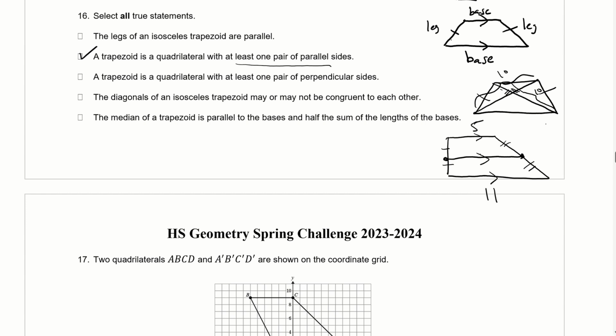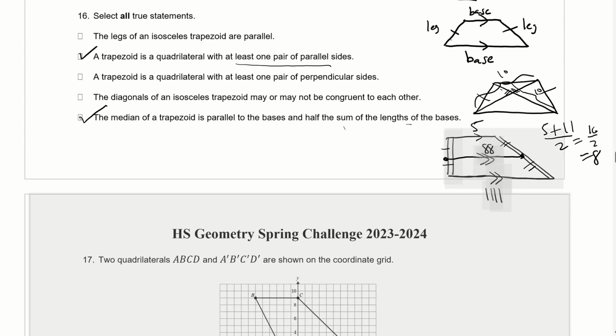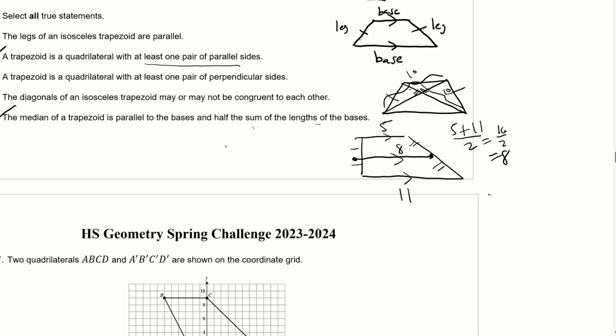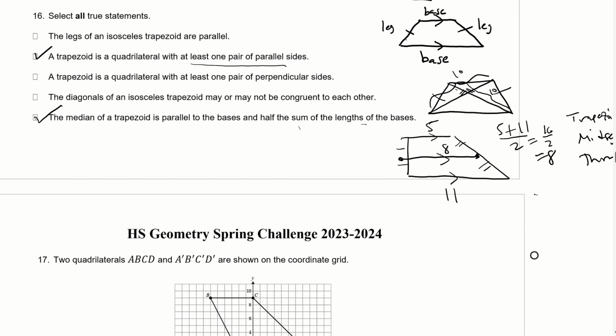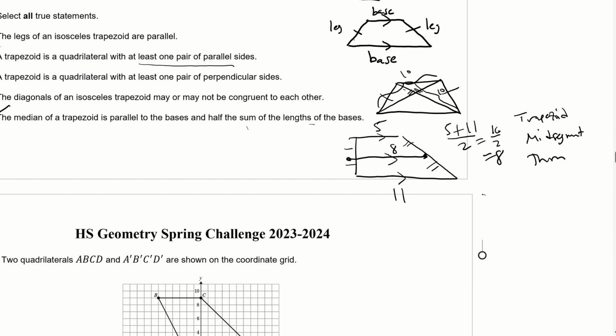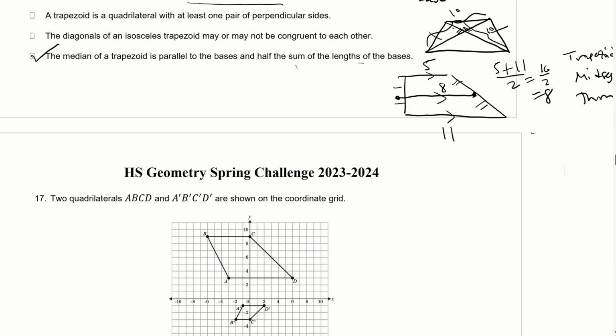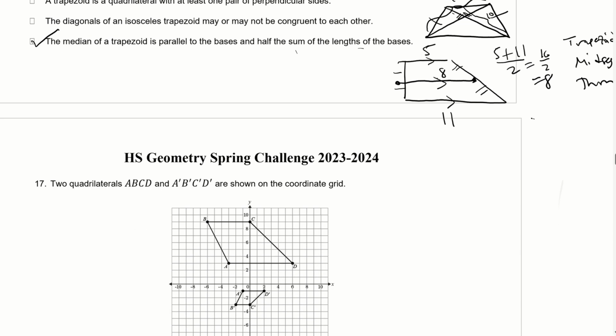And it's going to be half. So if I add 5 plus 11, I get 16, and I divide that by 2, that gives me 8. So it's going to be half of the sum. So that is true. This is called the trapezoid mid-segment theorem. You need to write down the true statements, and then in the notes, the trapezoid mid-segment theorem and how that works, and obviously what an isosceles trapezoid is.